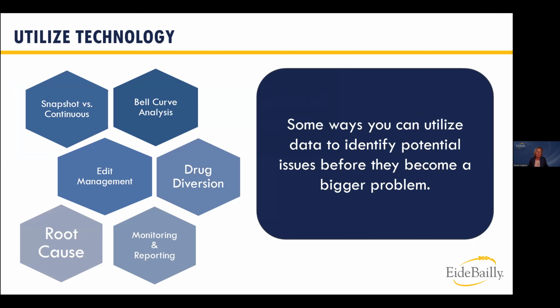So this is the piece around utilizing technology, and some of it is very simple types of things like evaluating your E&M levels utilizing a bell curve. That could be something that could be run based on revenue and usage data on a monthly basis. We would want to do that more continuously versus just a snapshot in time.